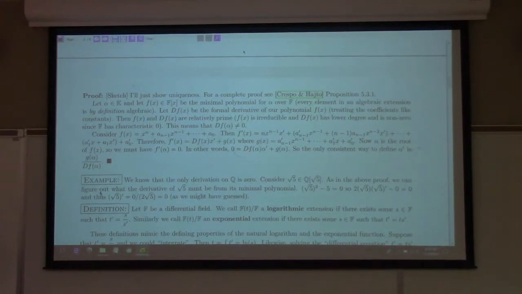It's not immediately obvious to me why that's right. But anyway, here's the exponential expression. T prime is ts prime. I don't have a good intuition for quite the details here yet, but anyway, you can define exponential and logarithmic extensions.